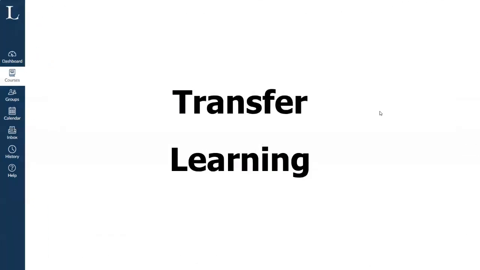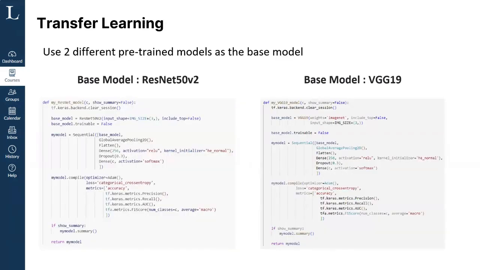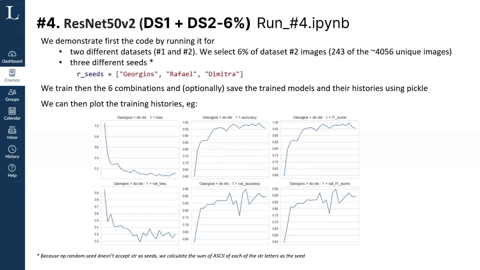We will now demonstrate the use of transfer learning on our 2 datasets. For this task, we will use 2 different pre-trained models, one called ResNet 50 and the other called VGG19. First, we try ResNet 50 on our 2 datasets.